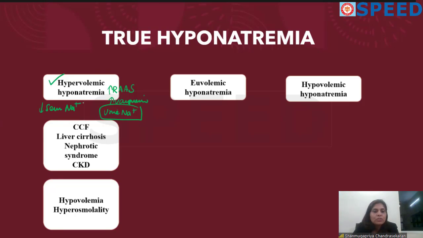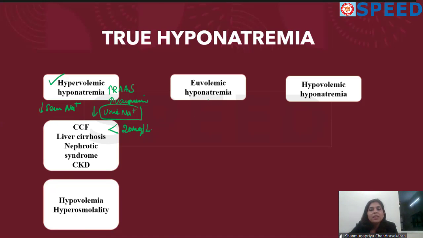What do you think of urine sodium in all hypervolemic hyponatremia conditions? I'll give you a clue. There is an increase in sodium and water reabsorption. Sodium reabsorption is increased, so urinary sodium will be less. Urinary sodium will be less than 20 milliequivalents per liter in all hypervolemic hyponatremia conditions.